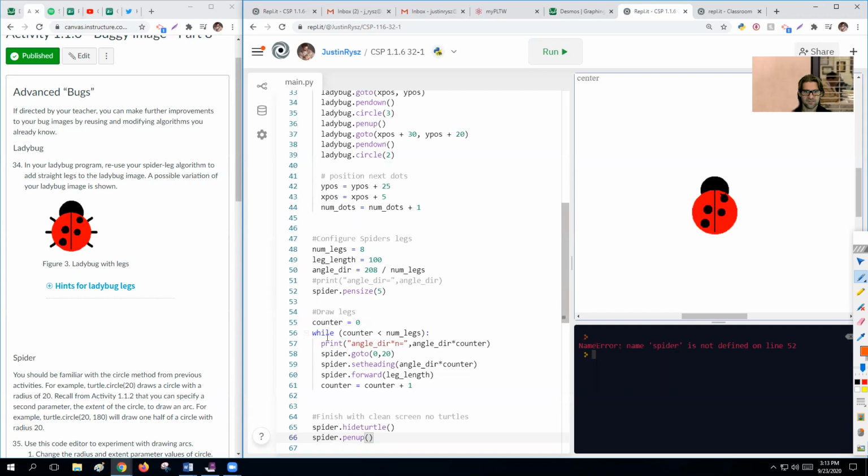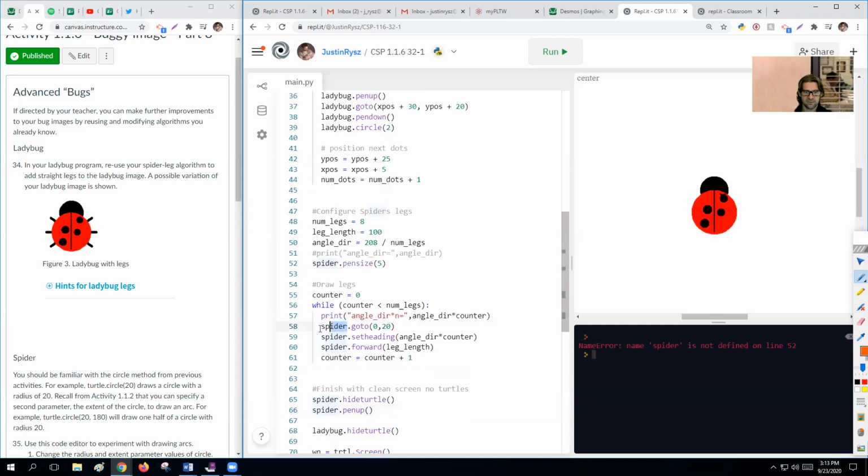Yeah, we get spider is not defined, because it's not a spider, it's a different turtle name. This is a ladybug, so let's call it ladybug. We'll just go through everything and change spider to ladybug. Probably didn't need to do this part. I think it's already there, but it doesn't hurt. I mean, we're not trying to scrape code or anything, make it smaller. It's all going to work fine.